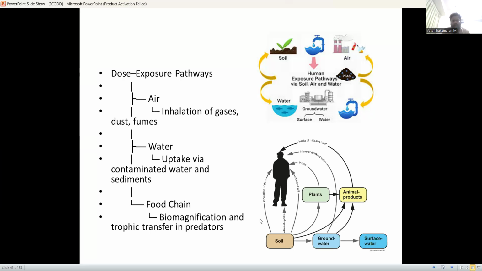From the plants, from the animals, from the soil, from the groundwater, from the surface water, we humans ultimately get affected. Why? Because we are making all this. We are not only killing lower organisms like fishes, insects, birds, and animals. We are killing ourselves. We are giving diseases to ourselves. So we should be more conscious of this.